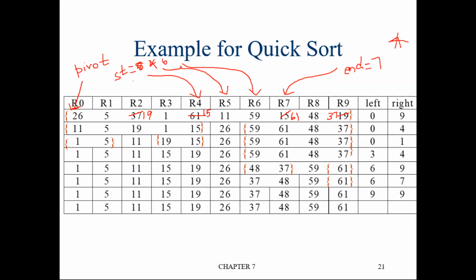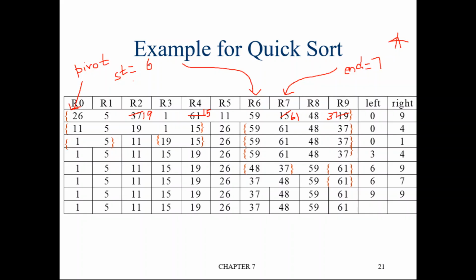Start is pointing to 6th location. Is the value at this location less than or equal to pivot? Pivot is 26. No, it's not less than pivot. So stop. Okay, so it's not less than or equal to pivot. So now at this point of time, where is start pointing? Start is pointing to 6th location.